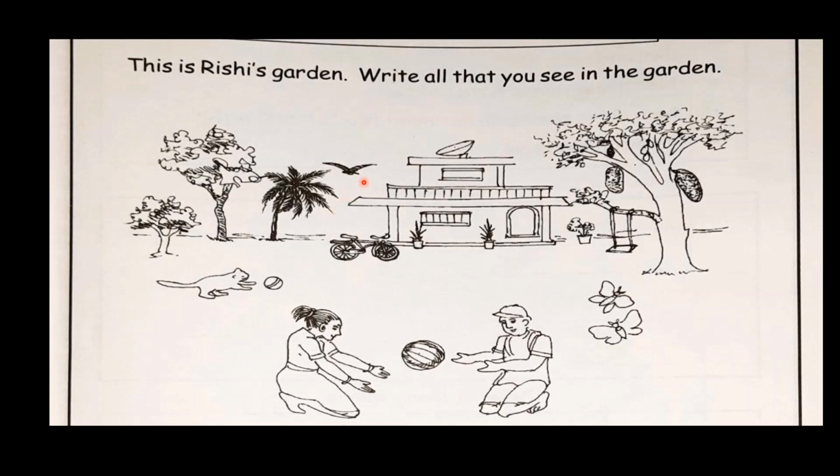Yes. What is this, children? Yes, it's a bird. What about this? What is this, children? Yes, it's a house. Now, can you tell me what are these? Yes, these are trees. Now, can you identify which animal is this? Yes, it's a cat. Cat is playing with the ball. Very good. Now, what is this, children? It's a cycle.